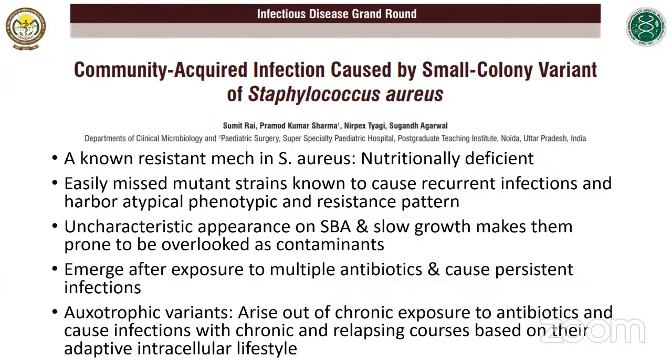Now, small colony variants are also very commonly missed causes of drug resistance, and these are basically nutritionally deficient staph isolates which have been exposed multiple times to multiple antibiotics. They are easily missed mutant strains, and they are known to cause recurrent infections, and they harbor atypical phenotypic and resistance patterns. They have a very uncharacteristic appearance on sheep blood agar, and we are likely to miss them. That's why we need to reincubate the plates. If we see tiny colonies, we need to reincubate. These are auxotrophic strains that arise out of chronic exposure to antibiotics.